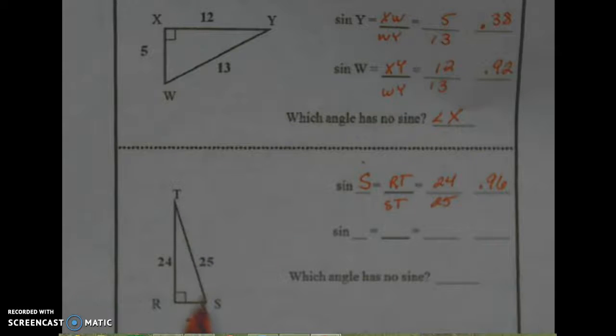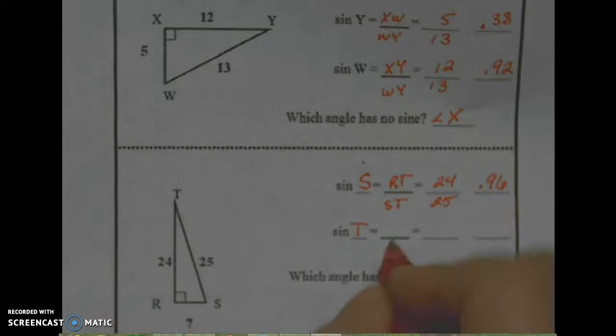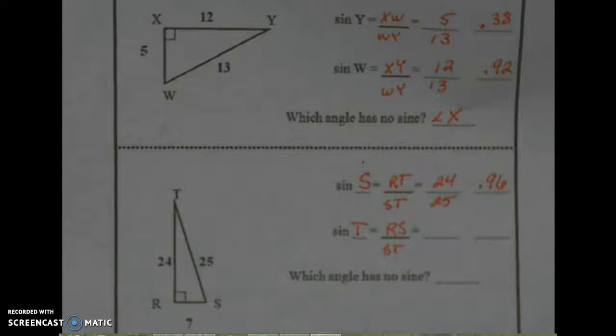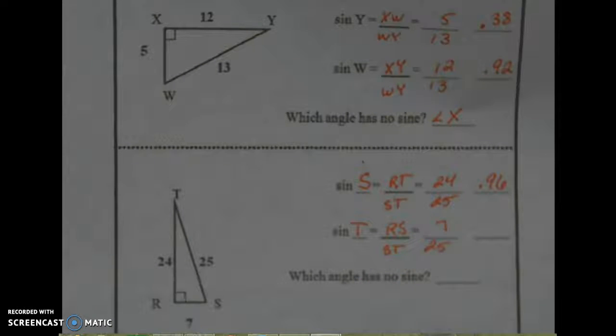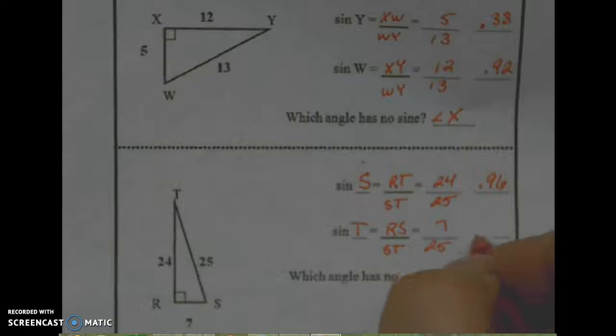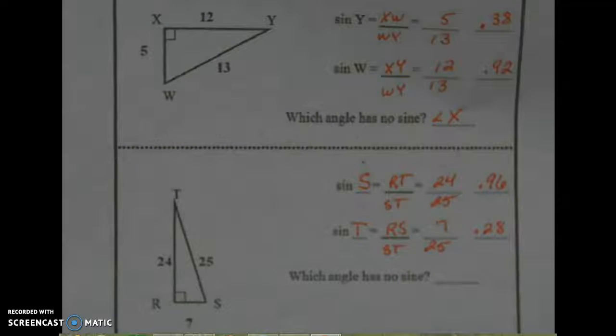If I want the sine of angle T, I want the side opposite, which is RS, over the same hypotenuse of ST. RS has a length of 7. My hypotenuse is still 25. So the sine of angle T will be that fraction, 7 over 25. If I express that as a decimal, it's going to be 0.28. The angle that has no sine is my right angle, which is angle R.